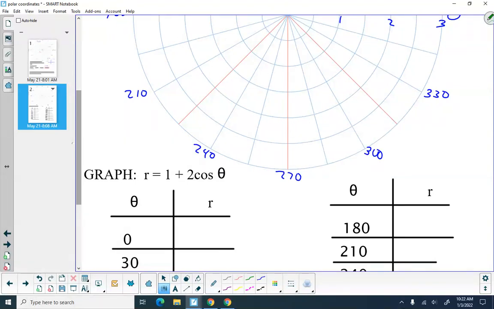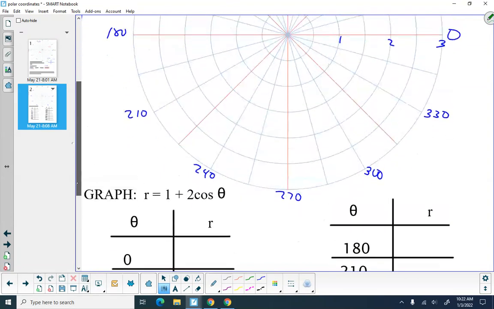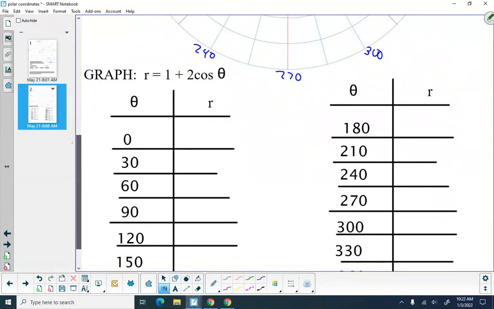So all we can do is sit here and calculate values. What I have here is a bunch of theta values. My equation is 1 plus 2 cosine of theta. You're going to have to go to your calculator and type in 1 plus 2 cosine of 0, 1 plus 2 cosine of 30, 1 plus 2 cosine of 60. Going to 1 decimal place is fine. You want to find all your r values.